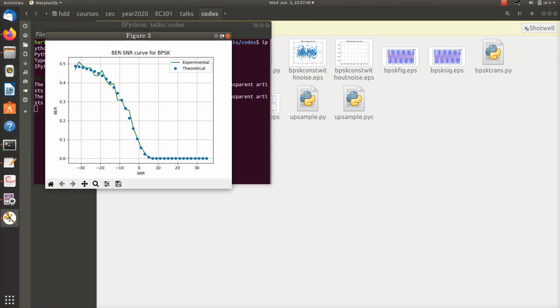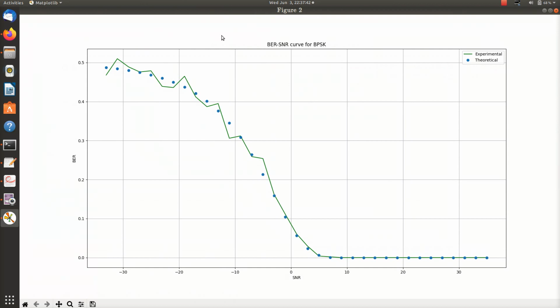We can see this curve. This dotted curve shows the theoretical BER. This is nothing but the plot of half erfc of root Eb by N naught. And this wiggly curve is the practical BER, the one we computed by transmitting the bits and computing the errors. The variation in SNR is from about minus 40 dB to about 30 dB.